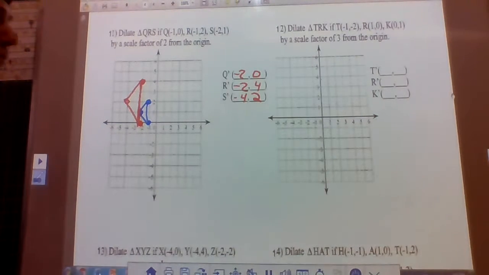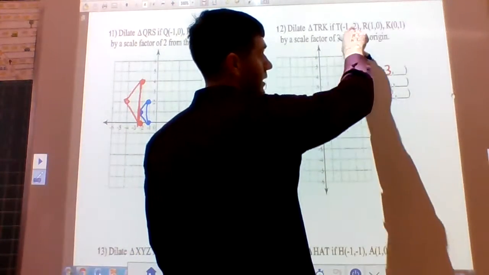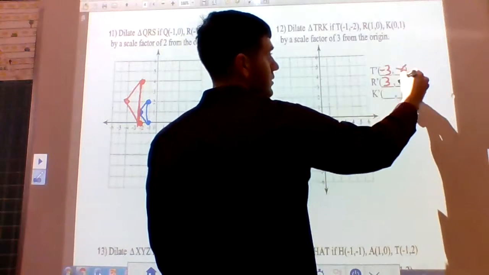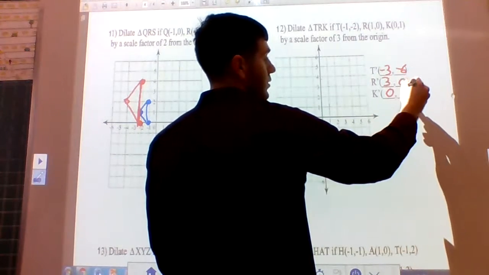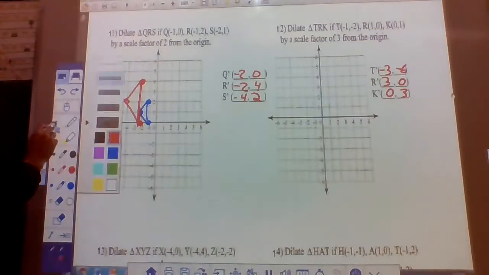Okay, next one, the scale factor 3, so we're just multiplying by 3. So negative 1 times 3 is negative 3, negative 2 times 3 is negative 6. 1 times 3 is 3, 0 times 3 is 0, 0 times 3 is 0, and 1 times 3 is 3. So our original figure, let's do it in blue.